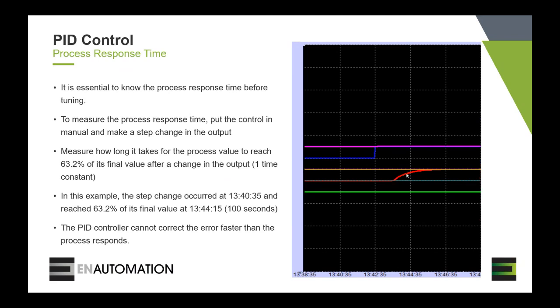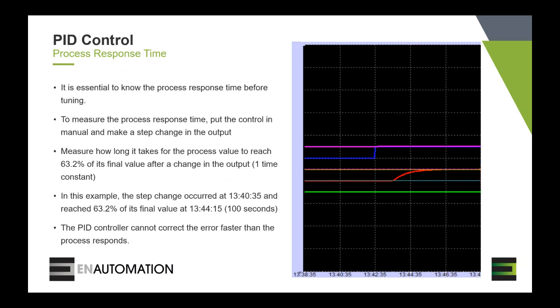When this process value reaches 63.2% of its final value, that is referred to as one time constant. That time constant is the response time of the system. Now, in this example, the response time is 100 seconds. The question often comes up, just what exactly is 63.2%? Where does that come from?